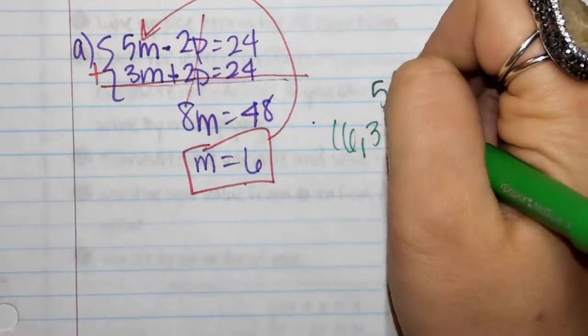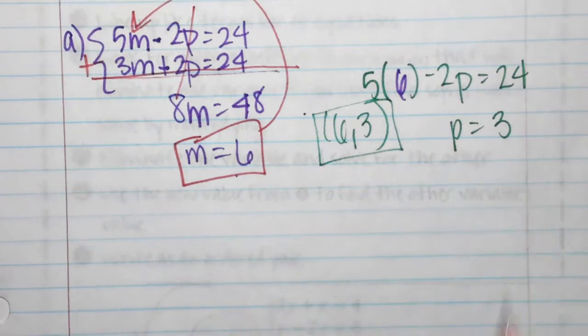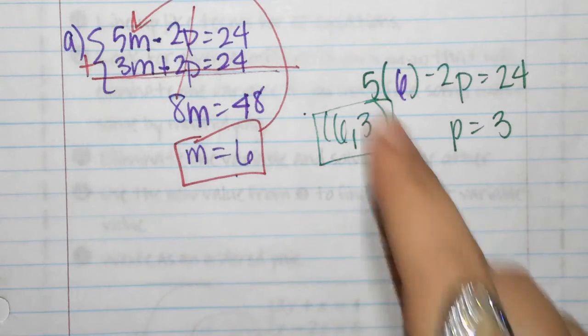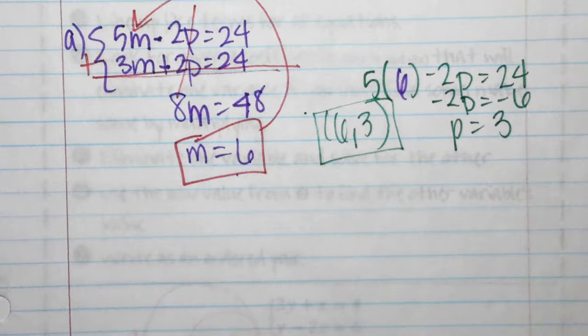What if it was 5s and 2p? P would come first. Always in alphabetical order. Alright, so how I got that was I did 5 times 6, which is 30, correct? So you have 30 minus 2p, and then you subtract 30 from both sides, and you get negative 2p equals negative 6, because 24 minus 30 is negative 6. Do you see how I got that?